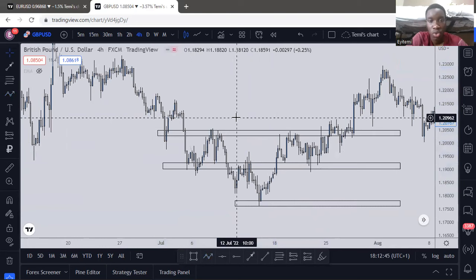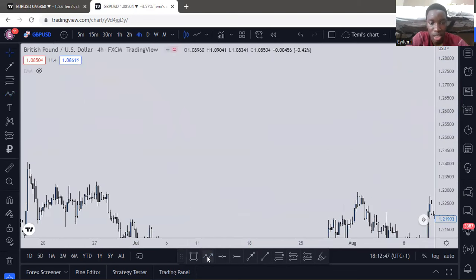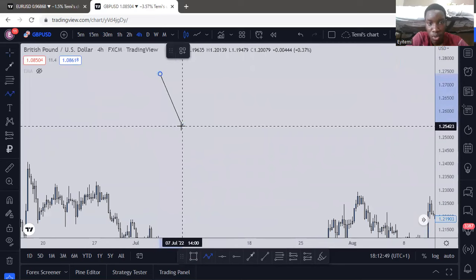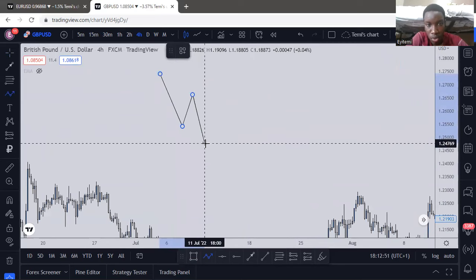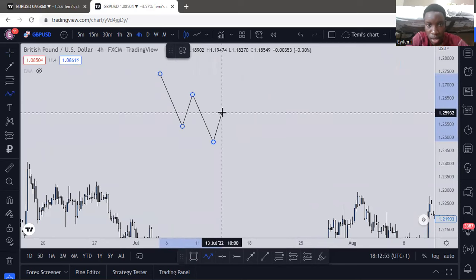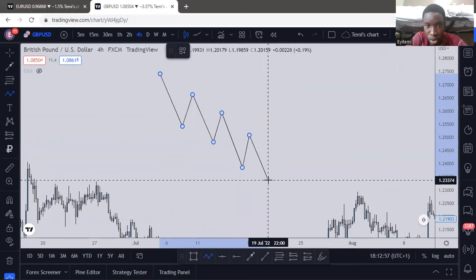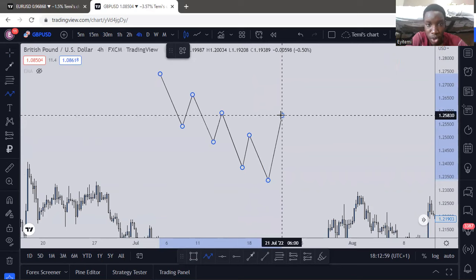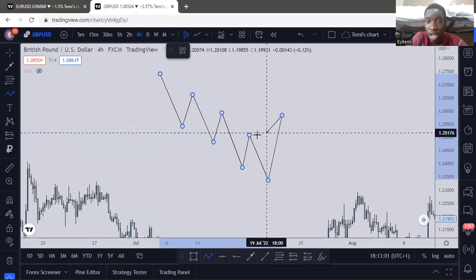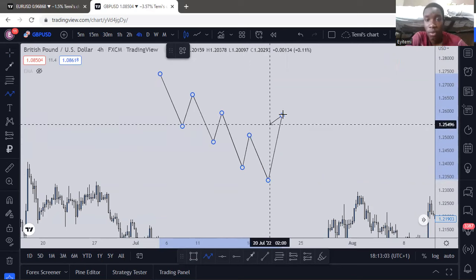So how market structure works is if we're in a downtrend and we're forming lower lows, lower highs, lower lows, lower highs, we have a lower low, and then price breaks above this lower high to form a higher high.